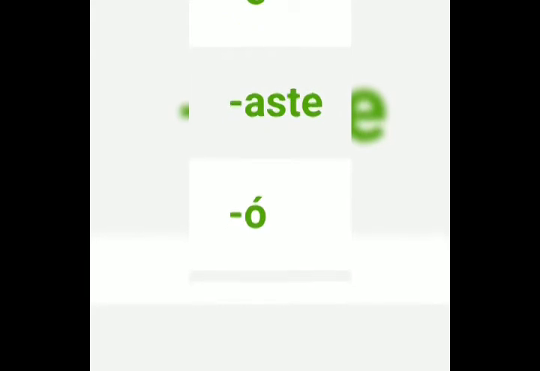Here are the preterite tense endings for AR verbs. Aste, o, amos, aron.